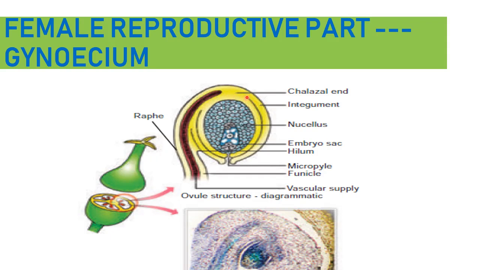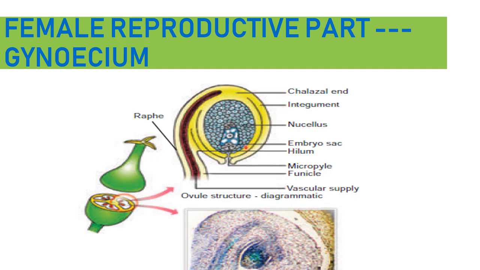So we shall see one by one what all these mean. Integument is a layer of layers which covers the nucellus. Nucellus is a nutritive tissue, made of parenchymatous cells, found inside, and this nucellus is totally covered by layers, called the integument. If the ovule has a single integument, it will be called unitegmic, and if it has two integuments, it will be called a bitegmic ovule.